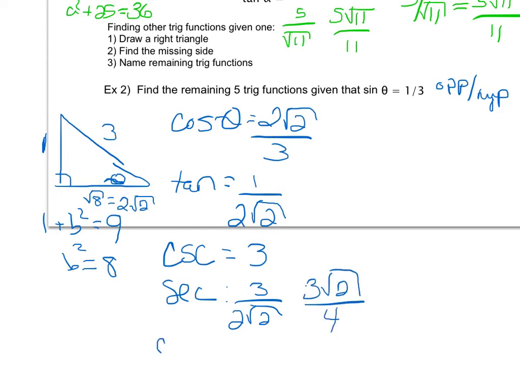And then finally, finding cotangent, I'm going to flip tangent, and I'm probably not going to have enough room there. I don't know why my writing is so big. And I'm going to say that cotangent is going to be 2 radical 2 over 1, and I should have rewritten this a little bit better. I should have multiplied top and bottom by radical 2.